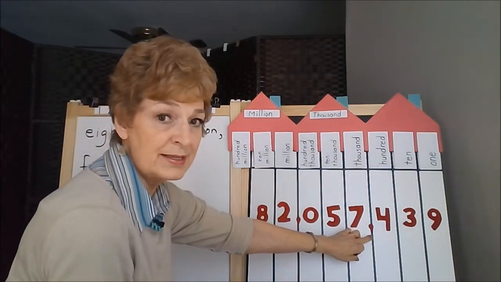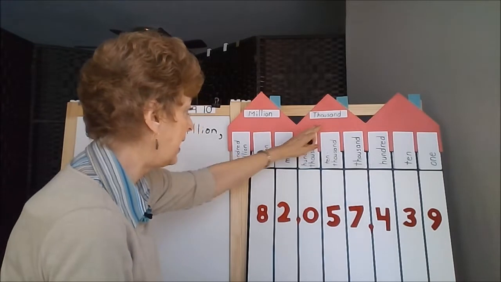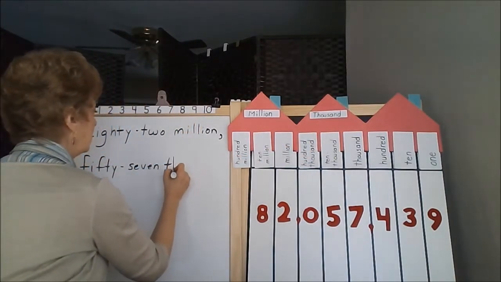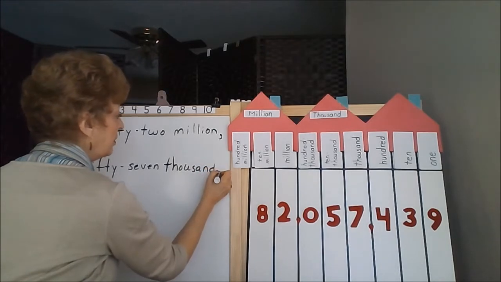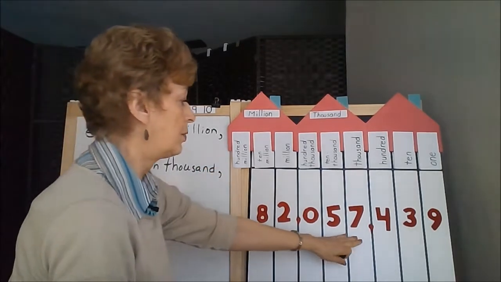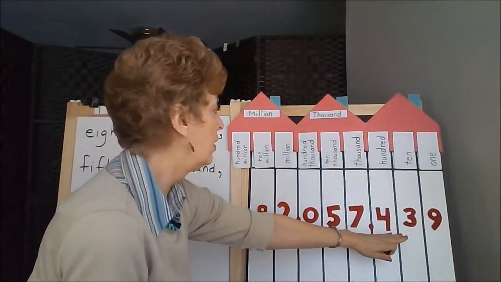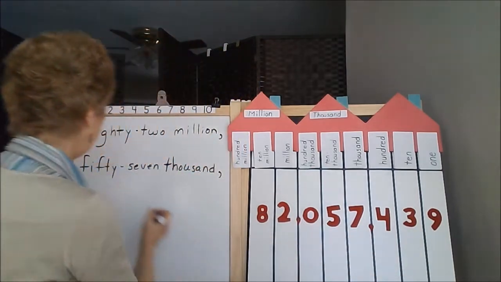Our comma makes us pause to say the family name, 1,000. And we're going to place our comma to show we're going into the next house, 439.